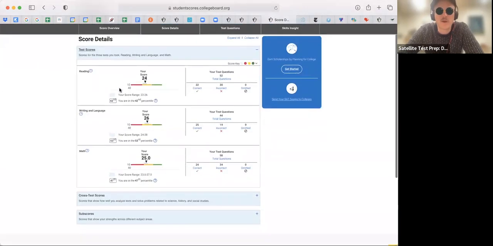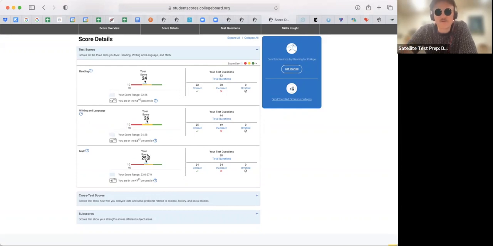Test scores is where we want to look. So test scores, you've got your reading, your writing and language, and your math. These scores right here, 24, 26, and 25, are strictly scaled scores. Don't worry too much about those.